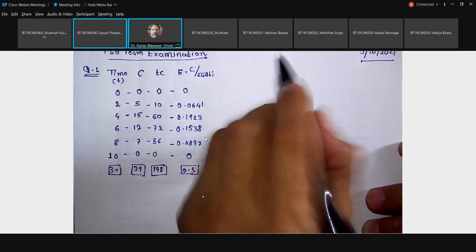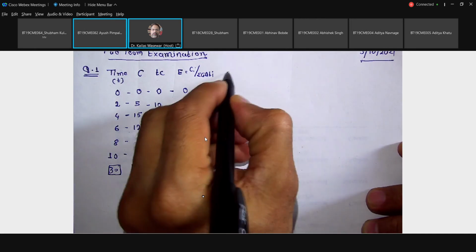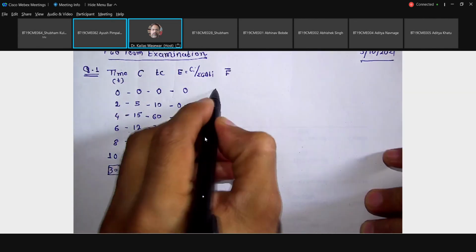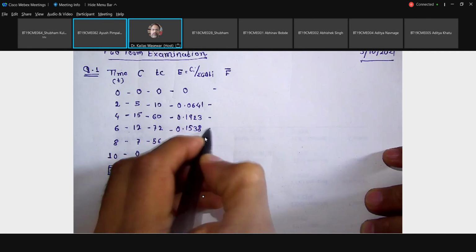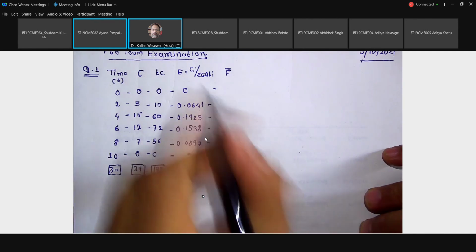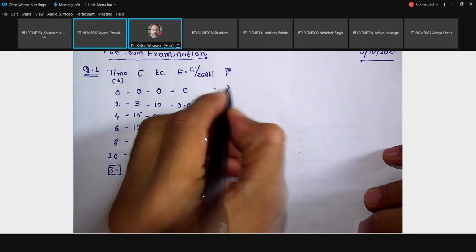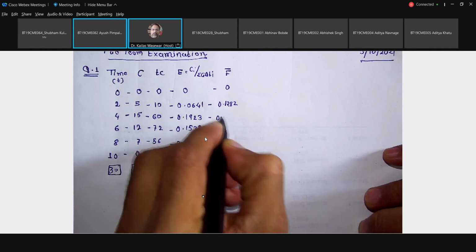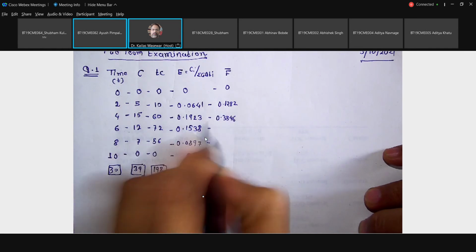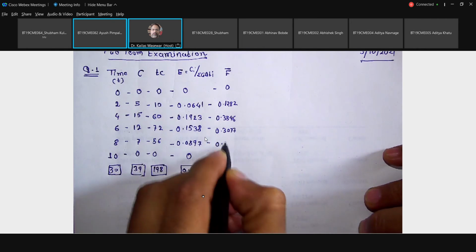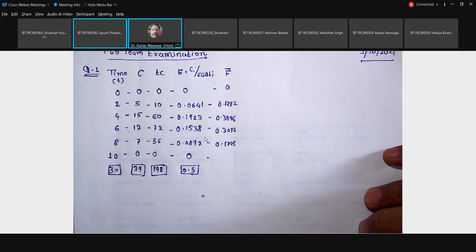Then we have to calculate the F, but for calculating the F, we need the opposite side upon hypotenuse, and the adjacent side upon hypotenuse, which is the triangle. So F will be 0, 0.1282, opposite side upon hypotenuse 0.3846, 0.3077, 0.1795, and it is 0.